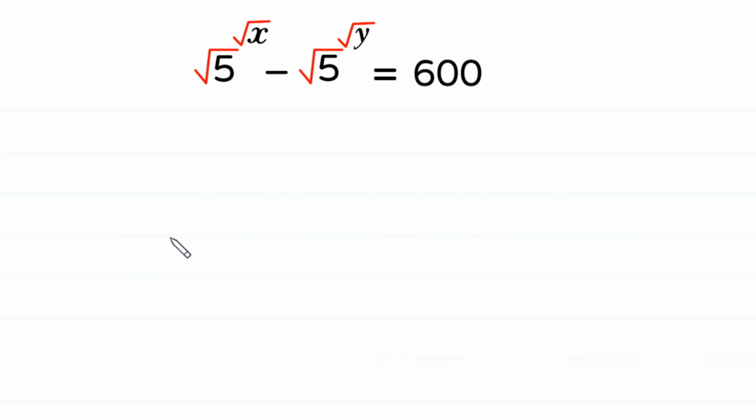Hello, welcome to how to solve this radical equation. Square root of 5 to the power square root of x minus square root of 5 to the power square root of y is equal to 600.